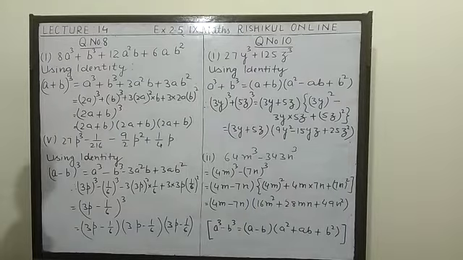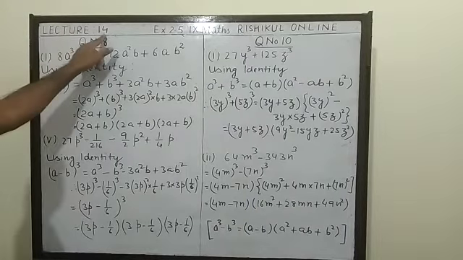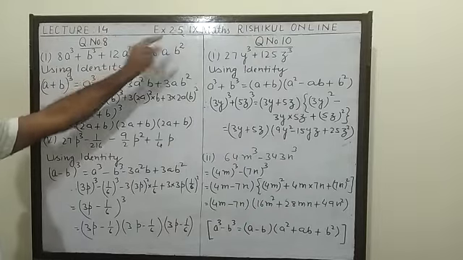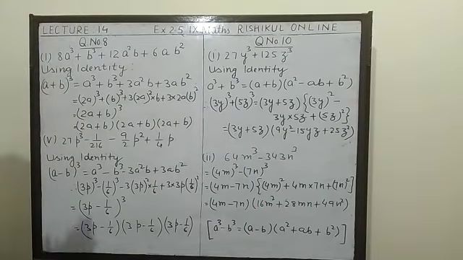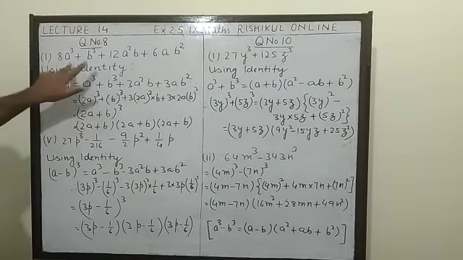Good morning students. Today in lecture number 14, I will discuss exercise 2.5, question number 8. Question number 8 is: factorize this. I had told you earlier also, students, first of all you write and learn all the identities. Clear? So you check.